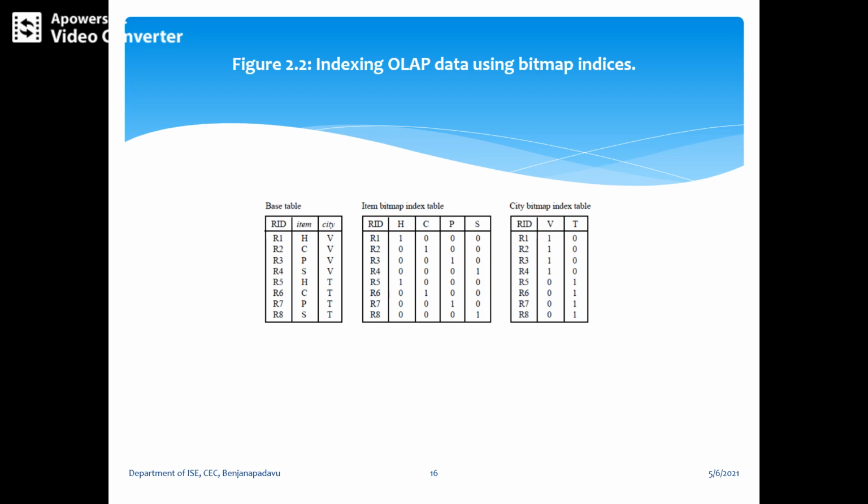Let us take this table. Here the RIDs are R1, R2, R3, R4, R5, R6, R7, R8. For item, we have represented H for home entertainment, C for computer, P for phone, S for security, using the first letter of the items. For city, Vancouver and Toronto. The first four belong to the city Vancouver, and the next four belong to Toronto.